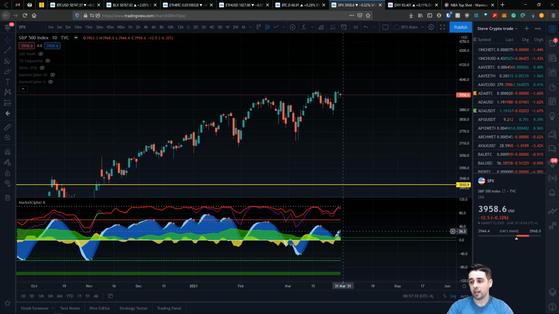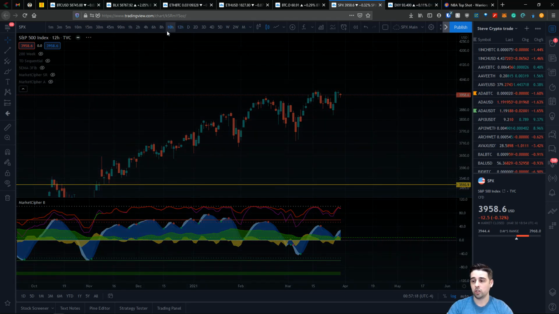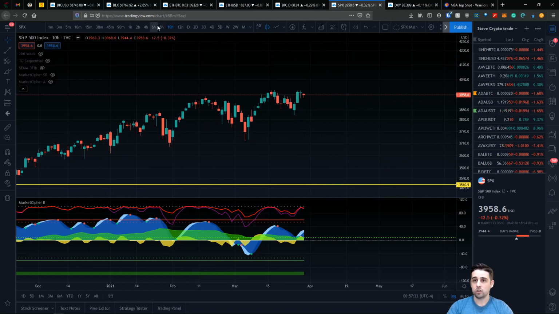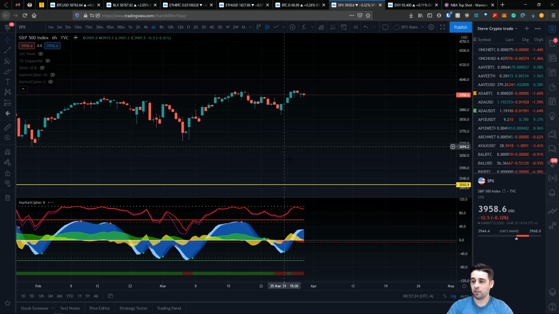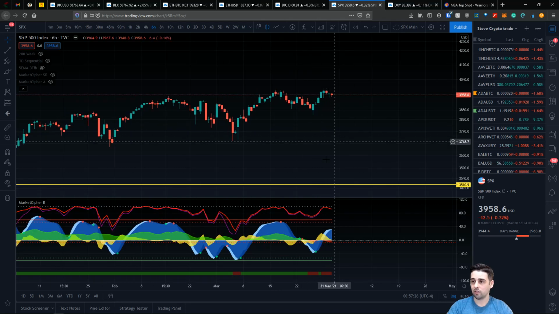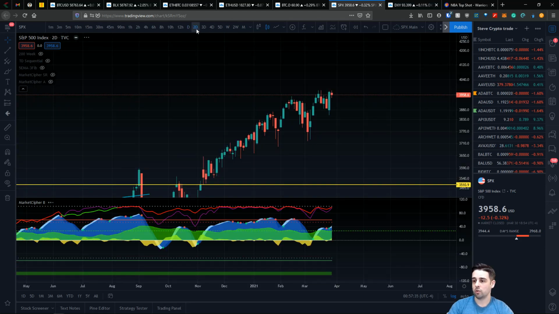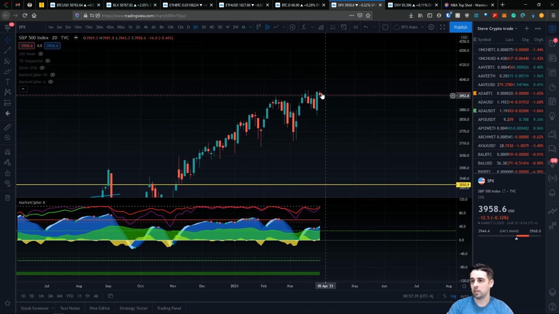I'm still liking continuation here. Market Cipher is still telling us to be bullish on the daily. The 12 hour is also still telling us to be bullish, as well as the 10 hour. The 6 hour is kind of folding over here, but the farther you go out on the time frames, the more accurate Market Cipher is, right? So 2-day also ticked bullish right around here. We'll have to see what happens here, guys.